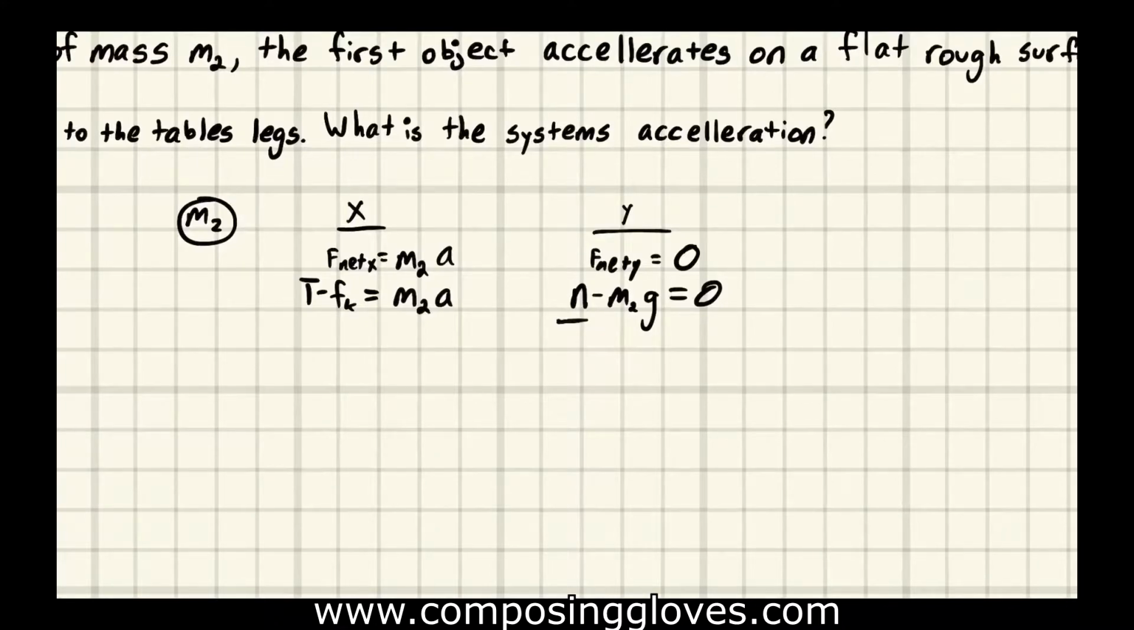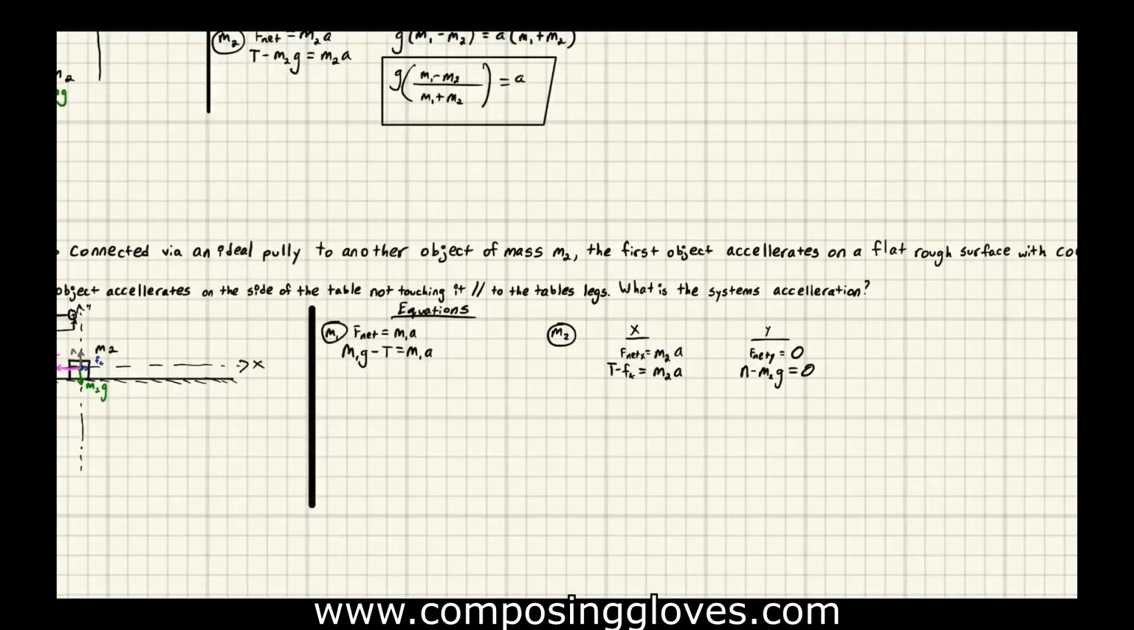So the plan of attack is we're going to get tension from over here. We're going to plug it in here. Then we're going to get the normal force from over here and solve for F sub K. Then the rest of our time will be spent solving for A. And that's our plan. So let's do it.